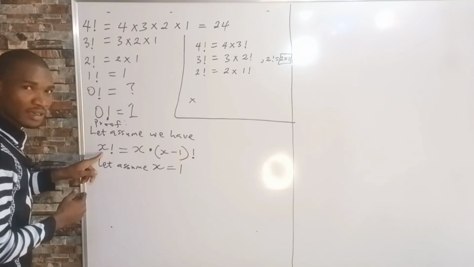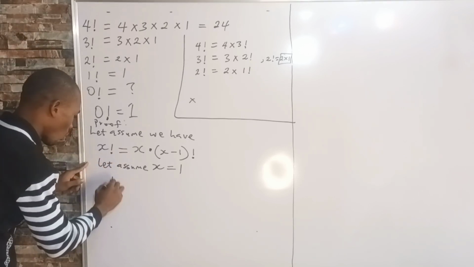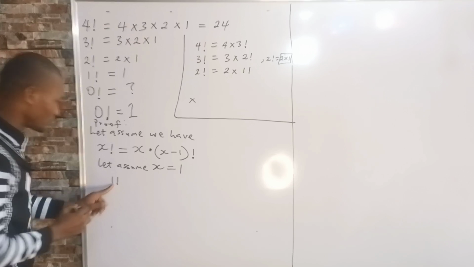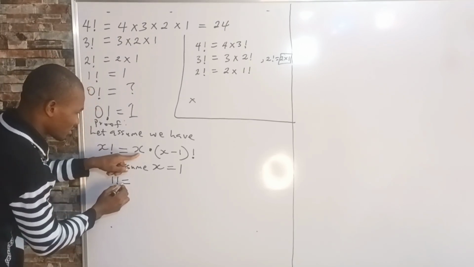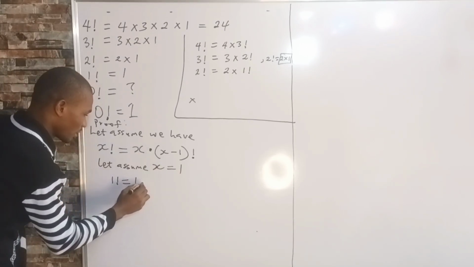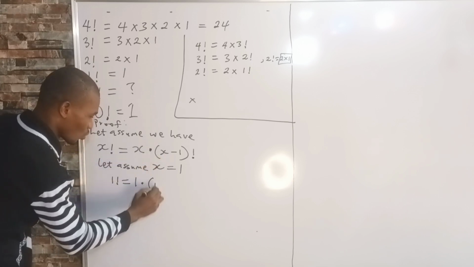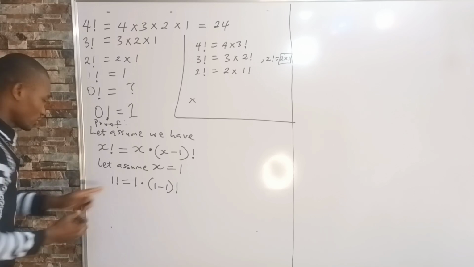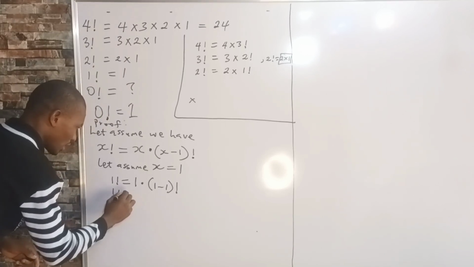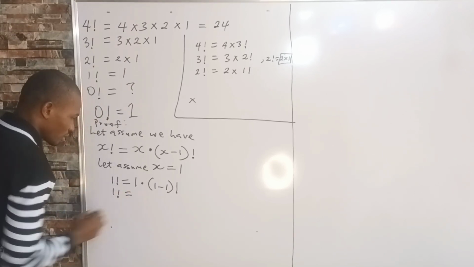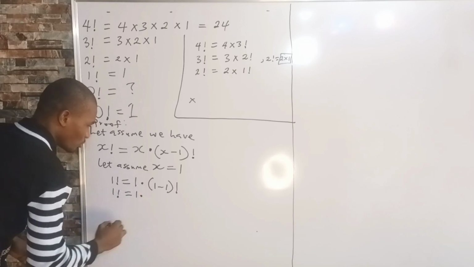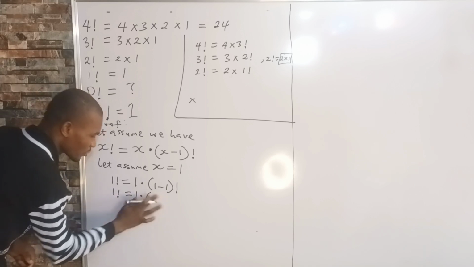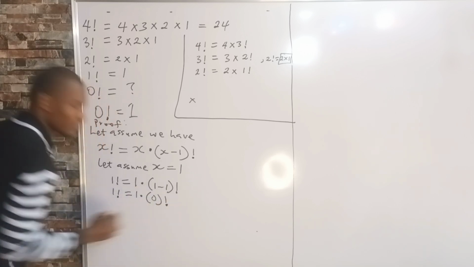So here I have x factorial, and it's going to be 1 factorial, because I said wherever I see x, I replace it with 1. And that is equal to x, which is still 1, multiplied by, in bracket, x which is 1, minus 1, then factorial. And of course, here we have 1 factorial, and that is equal to 1 dot, that is 1 multiplied by (1 minus 1) factorial. Now remember that 1 minus 1 now is 0. So we have 0 factorial.